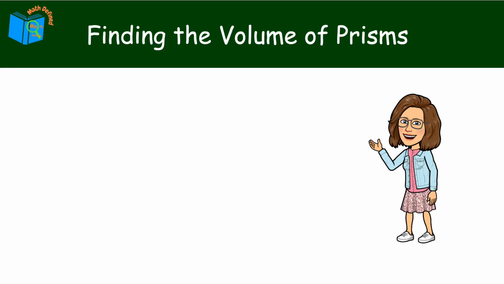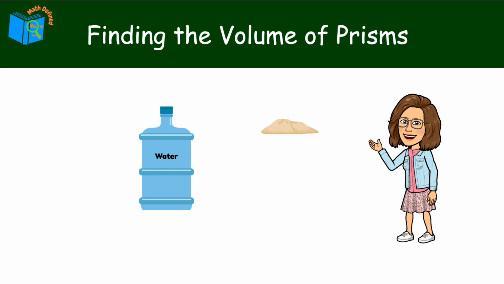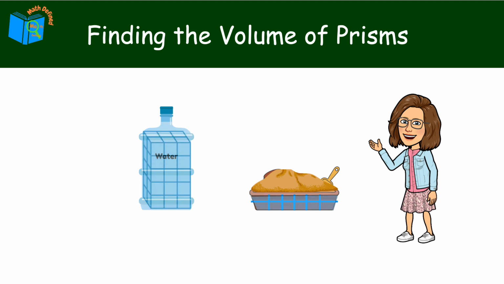Today we're learning how to find the volume of prisms. Volume tells us how much a three-dimensional object like a prism can hold on the inside. Think of how much water a container can hold, or how much sand would fill a sandbox. That's volume. And volume is measured in cubic units like cubic feet or cubic liters. Are you ready to learn more about how to find volume? Grab your notes and let's get started.